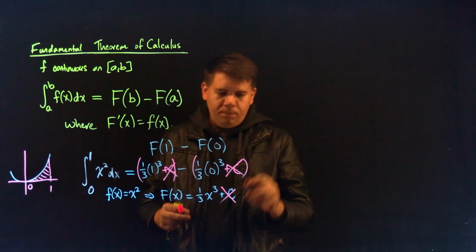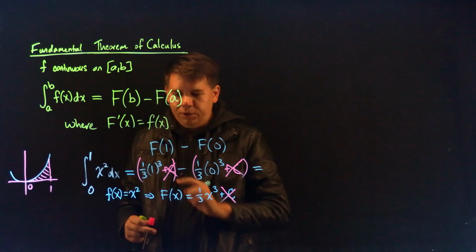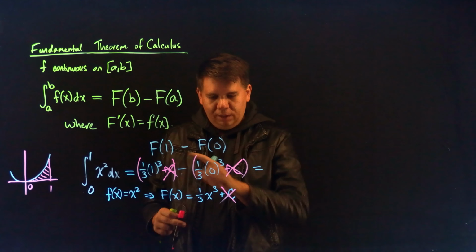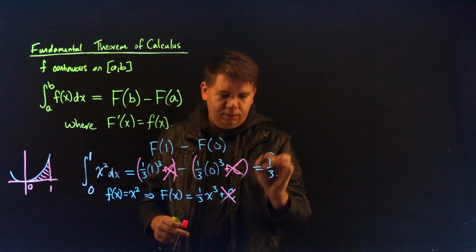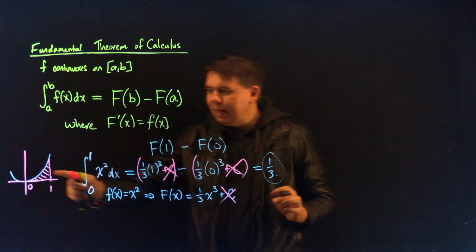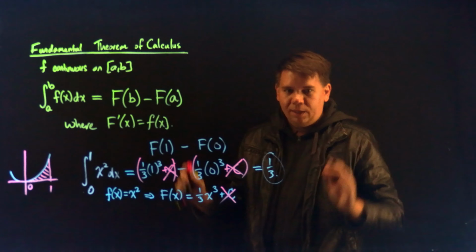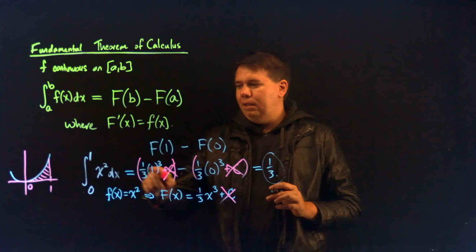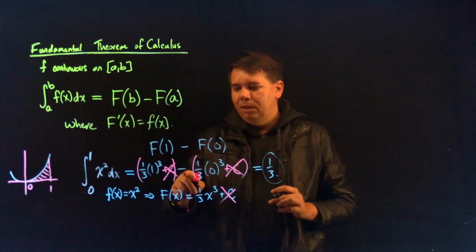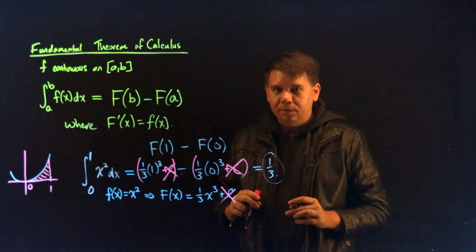You plug it in. 1/3 of 1 cubed minus 1/3 of 0 cubed. That's 0, so just 1/3 of 1, so just 1/3. That's it. The area is 1/3. That area right there is 1/3. And we found that just by finding the antiderivative and then plugging in the ends. Plug in 1 minus plug in 0.